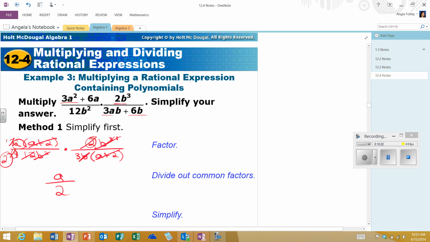Okay, if that's confusing, you can multiply straight across and then cancel. So for example, before I canceled everything here, I could have multiplied this 3a, so I would have had 3ab cubed times a plus 2 over 12b times 3b, so that would be, or 12b squared times 3b would be 36b cubed times a plus 2. And then this would cancel, these would cancel, and 3 would go into 36. Did I do that wrong? What did I originally have?